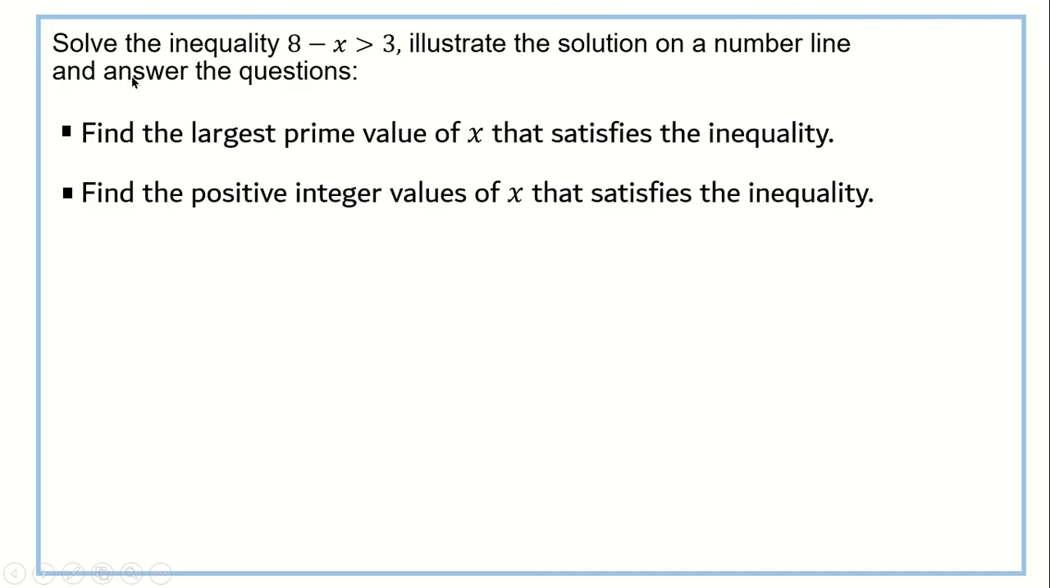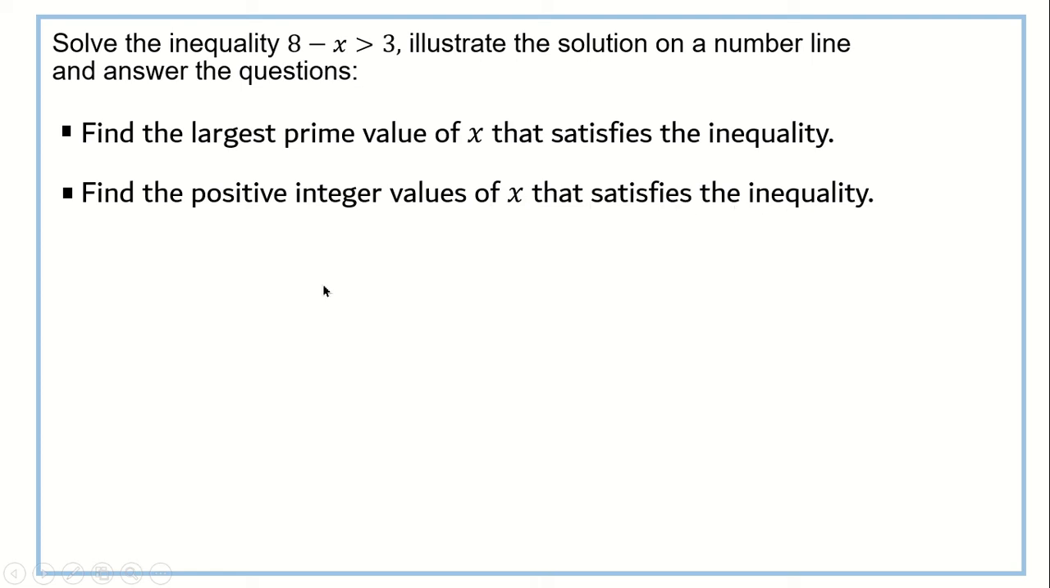Now, solve the inequality 8 minus x is more than or equal to 3. Illustrate the solution on a number line and answer the following questions. Number 1, find the largest prime value of x that satisfies the inequality. 2, find the positive integer values of x that satisfies the inequality.